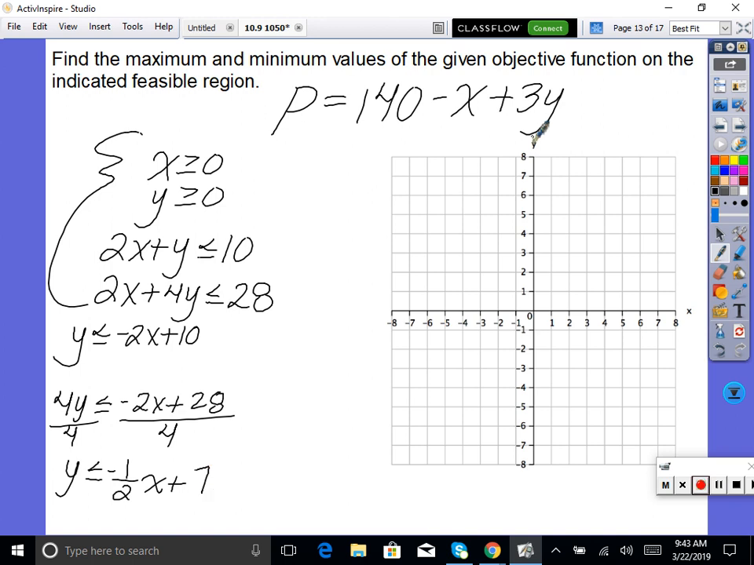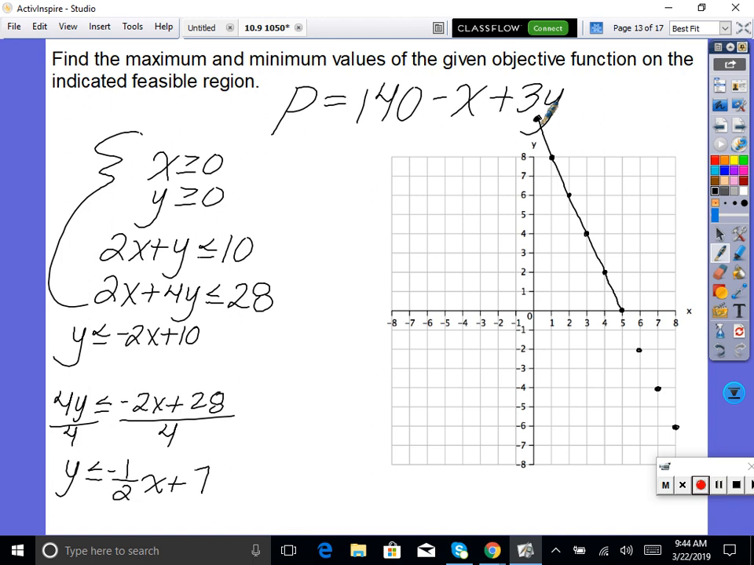So up 10 and then down 2 over 1. Down 2 over 1. Okay. Now, where's the feasible region here? X is greater than 0, y is greater than 0. So I'm from here to the 10, right? That's the feasible region for this.